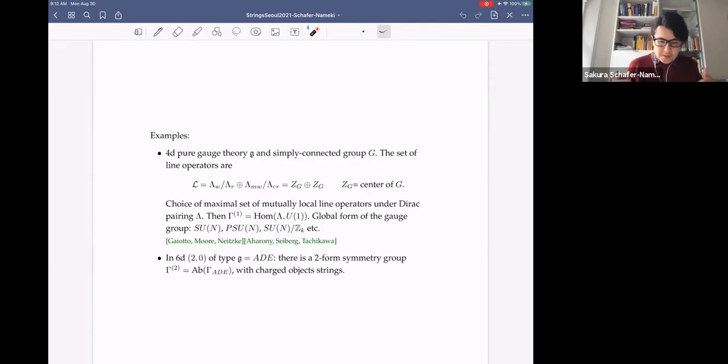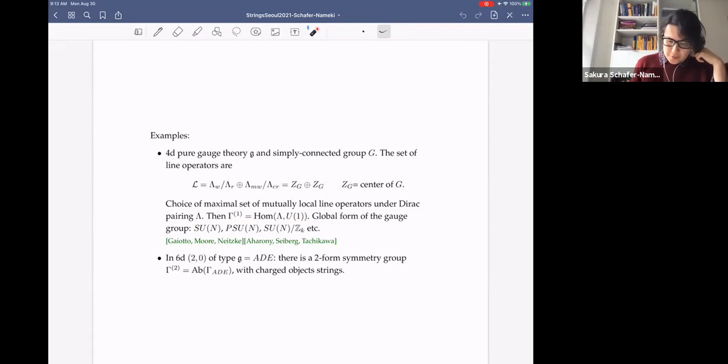Now, if we stick all of these line operators into pure gauge theory, as we exchange these, they will pick up phases. So depending on the Dirac pairing of the charges of these line operators, to get a theory where we have just mutually local line operators, we have to pick a maximal subset that is mutually local, and so a consistent set of lines that we can insert in the theory. So the one-form symmetry in that context, calling this maximal set Lambda, is just the Homs from Lambda into U(1). So we have some charge under these.